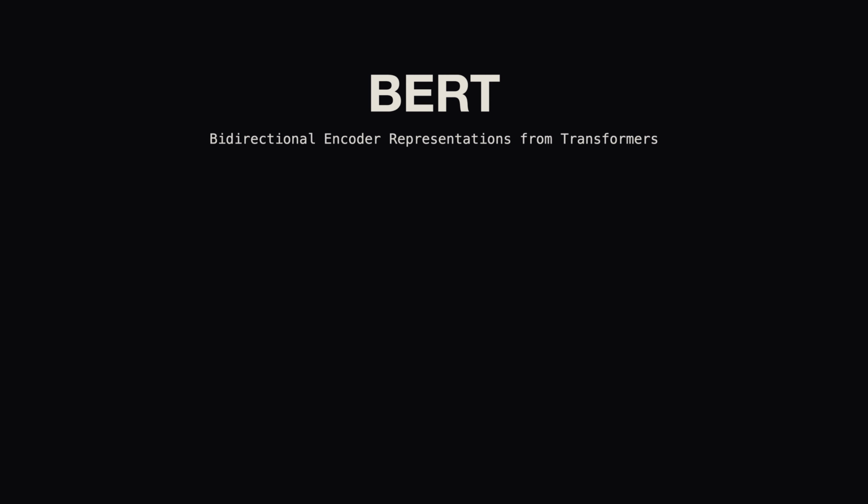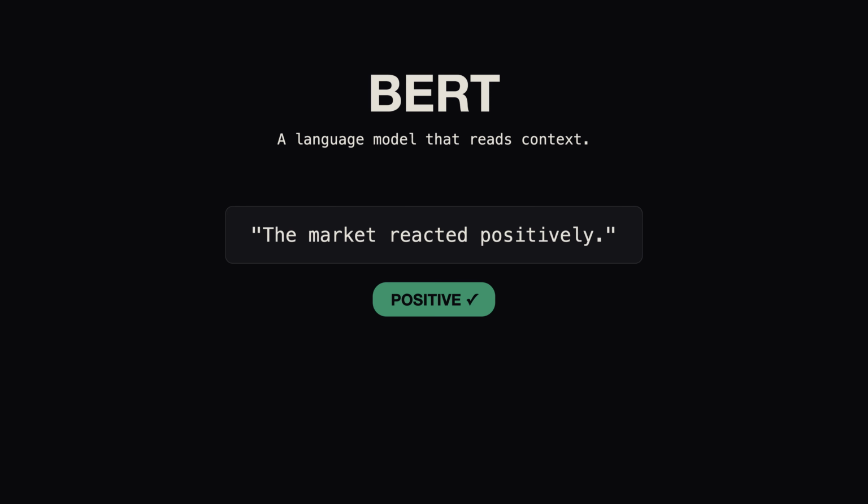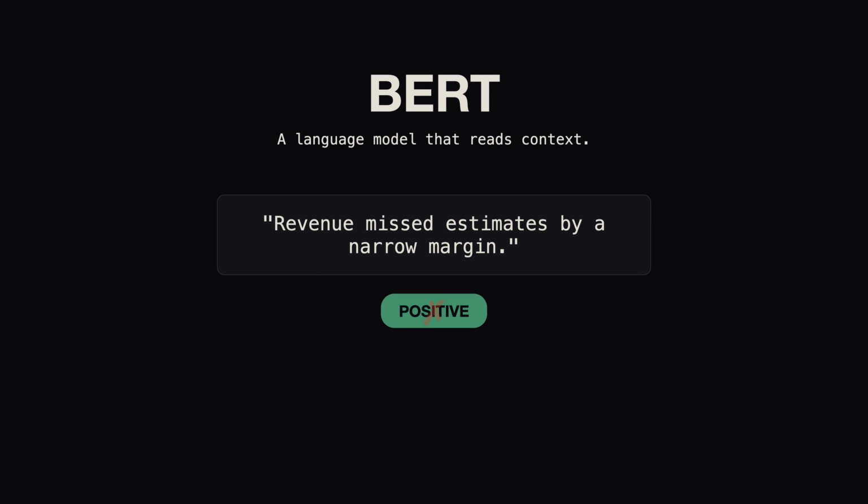BERT is one of the most widely used language models in the world. It reads text and understands context, but hand it an earnings call and it gets confused. Financial language does not work like normal English.